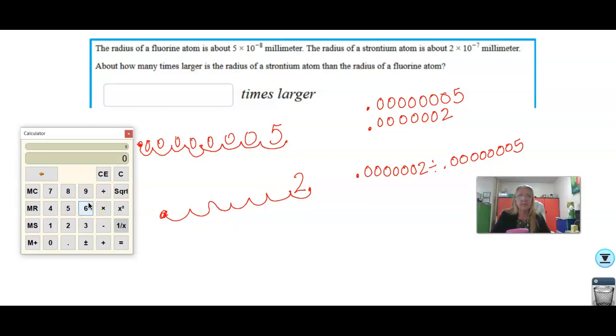Okay, 0.0000005 divided by 0.0000002 equals, and I did them wrong. I was supposed to do the bigger one divided by the smaller one. It's been a long day. That's exactly why I decided to do this video, because today was just atrocious. It equals 4 times bigger. Just 4. That's how you would do that one.